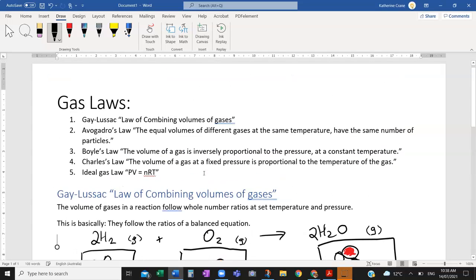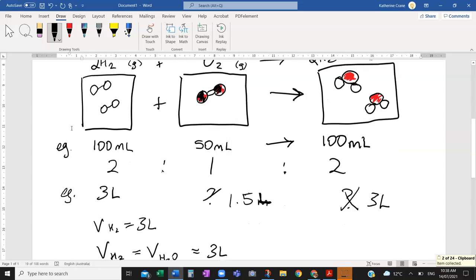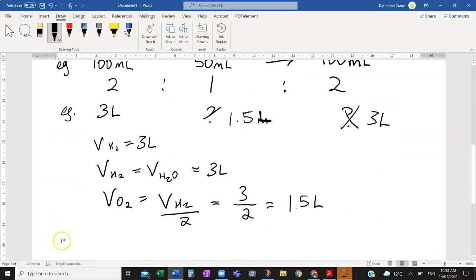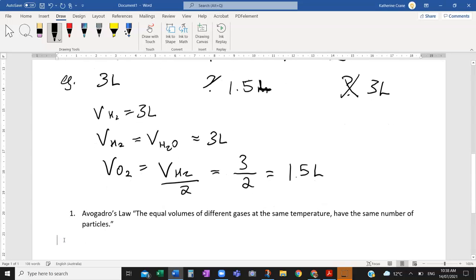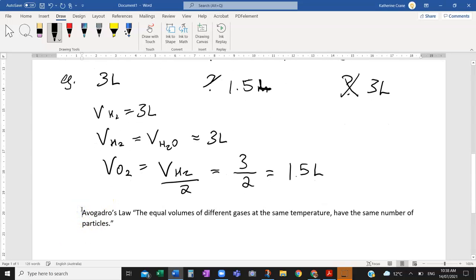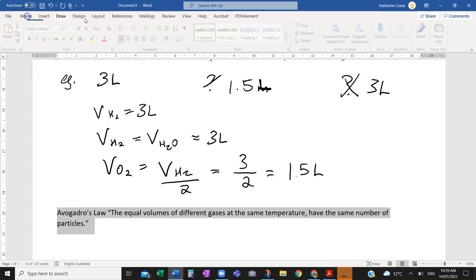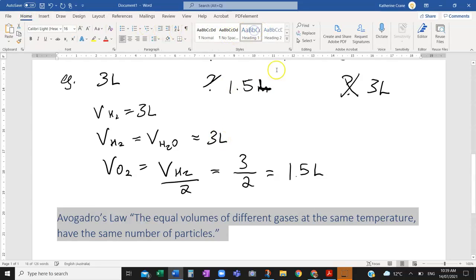So this then brings in Avogadro's law, that equal volumes of different gases at the same temperature and pressure have the same amount of particles. Now I just got to go here, just making this as I go along for you.